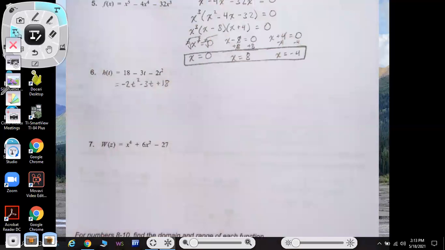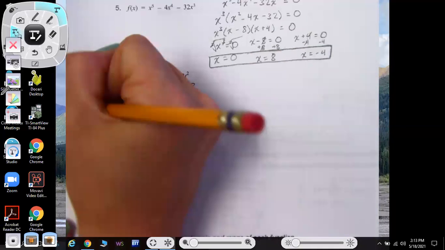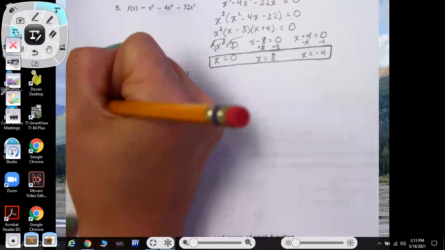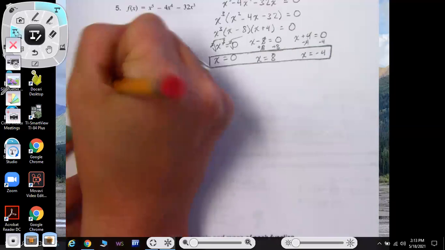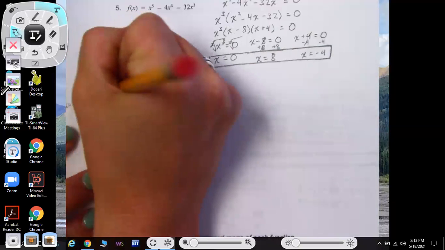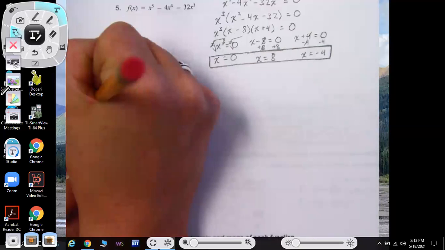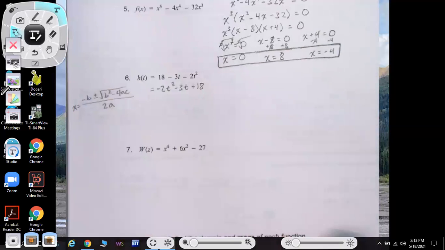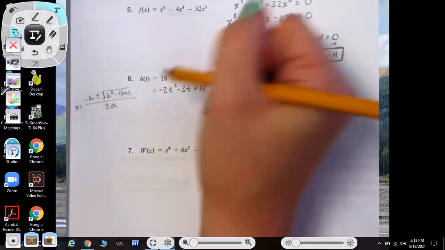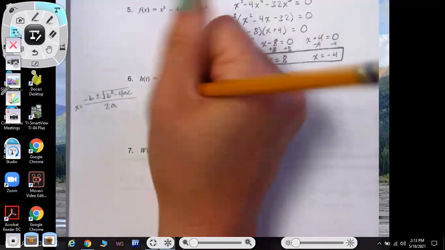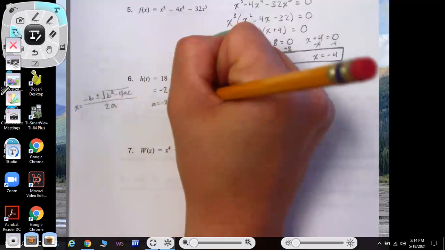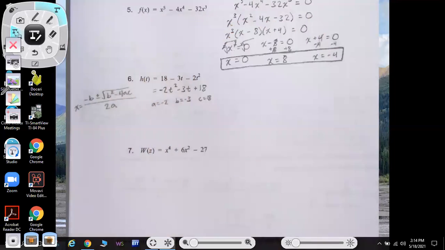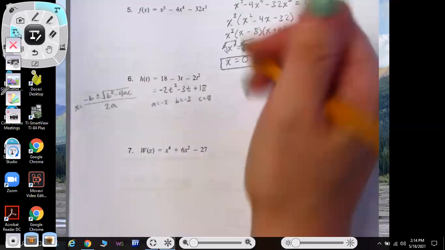Okay, if you don't remember the quadratic formula, we get x equals the opposite of b plus or minus the square root of b squared minus 4ac over 2a. And a, b, and c are these numbers. So in this case, we've got a equals negative 2, b equals negative 3, and c equals 18. So we plug those numbers into this formula.